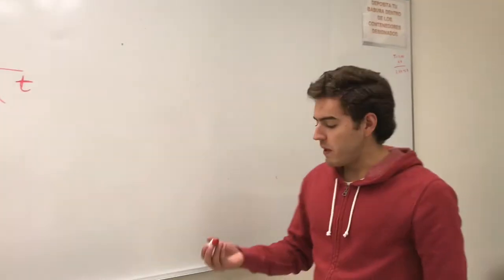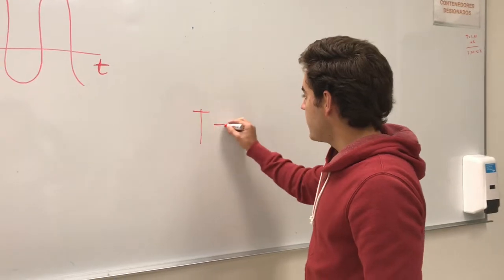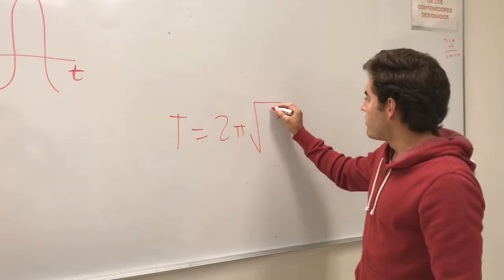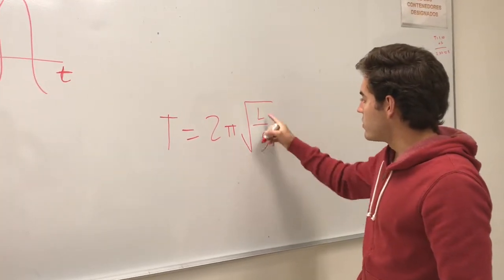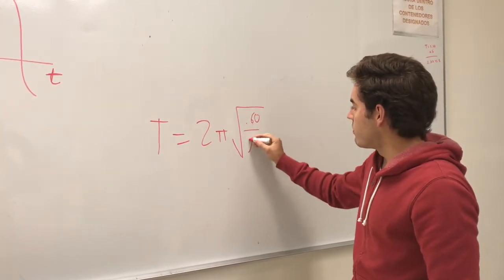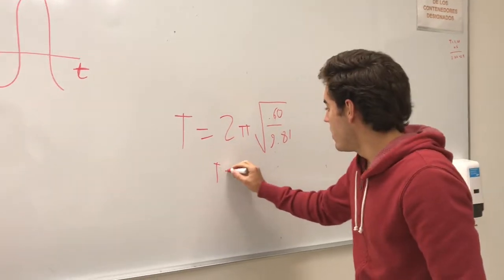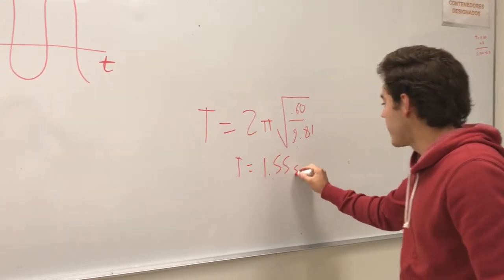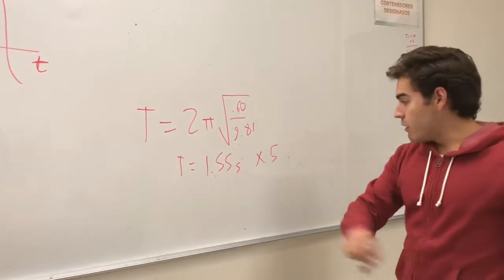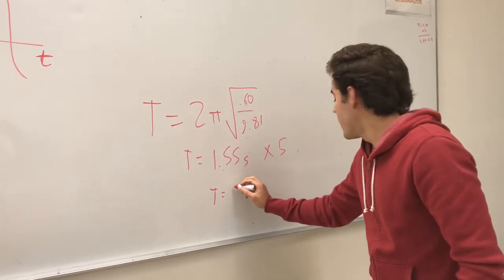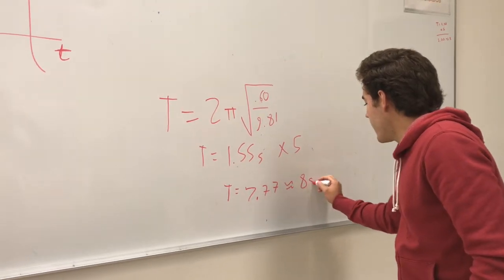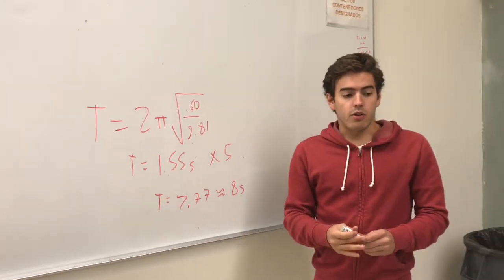Now we're going to see how this period can be calculated to predict the seconds it's going to take. Theoretically speaking, our period formula is T equals 2 pi times the square root of the length of the string over the gravity. If we substitute these two values, we have 0.60 meters over 9.81. It gives us a period of 1.55 seconds multiplied by 5, which is the number of times there was a period. It gives us 7.77, which is roughly 8 seconds, which is what the chronometer marked.